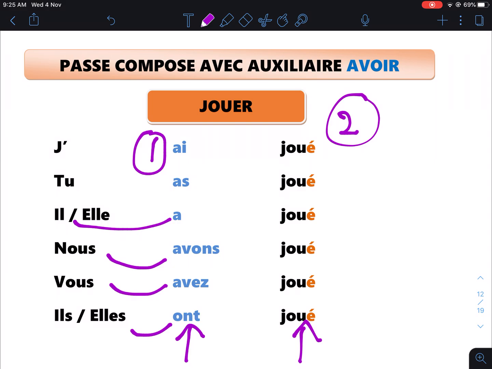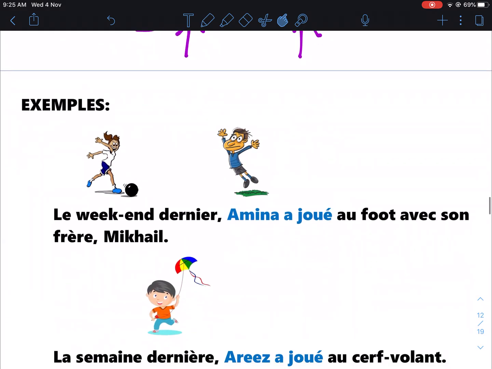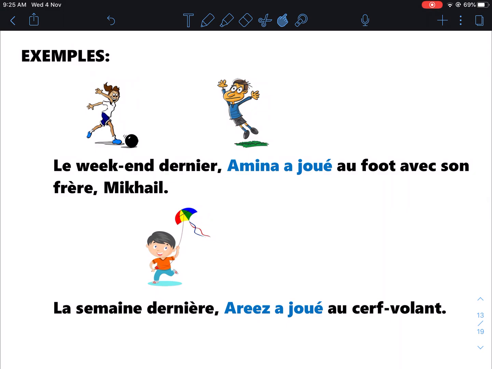So you have two example sentences using the verb jouer in passé composé. Le week-end dernier, Amina a joué au foot avec son frère Michael. It means last weekend, Amina played football with her brother Michael. A joué is played in passé composé. The second one, la semaine dernière, Aris a joué au cerf-volant. Last week, Aris played with a kite. So this is the example of verbs using auxiliary avoir.